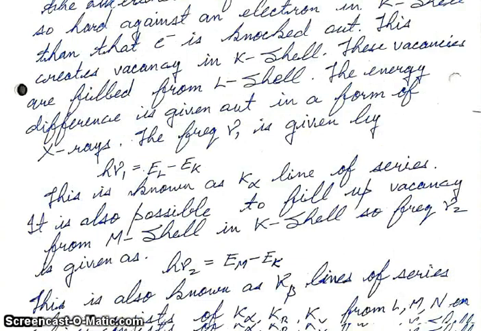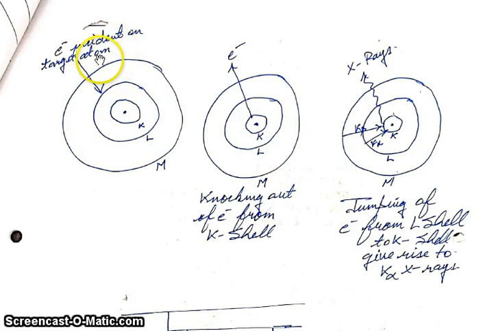A very high velocity electron strikes an atom of the target material. We know that an atom consists of a nucleus around which the electrons are revolving in various orbits and various shells like K, L, M, right? So when the electron strikes the target atom, it penetrates deep into the atom and knocks out an electron from the innermost shell, that is the K shell. When it knocks out the electron, a vacancy is created in the K shell.